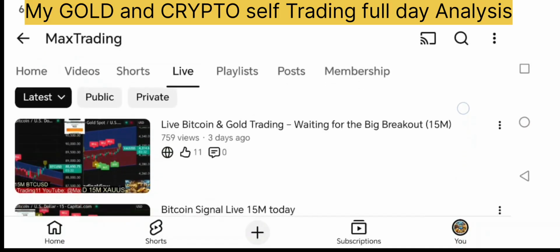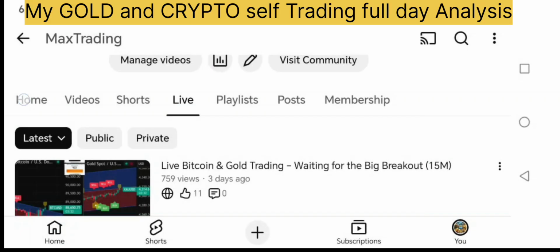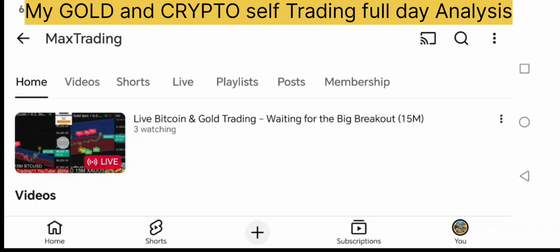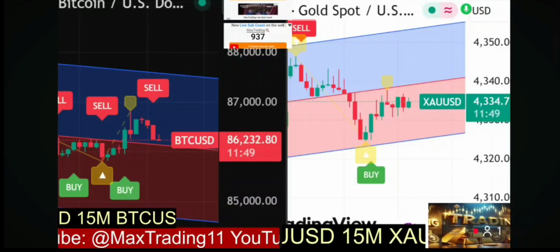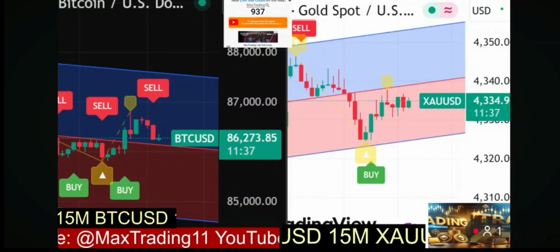I entered a trade using MetaTrader 5, opening 3 lots. And yes, these are real positions from my live account. You can see them on the screen. Within 2 days, this setup generated over $2,000 in profit. But again, this is not a guarantee. It's just how I trade based on this system.